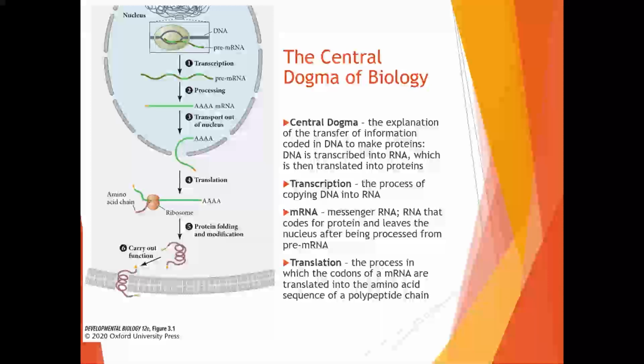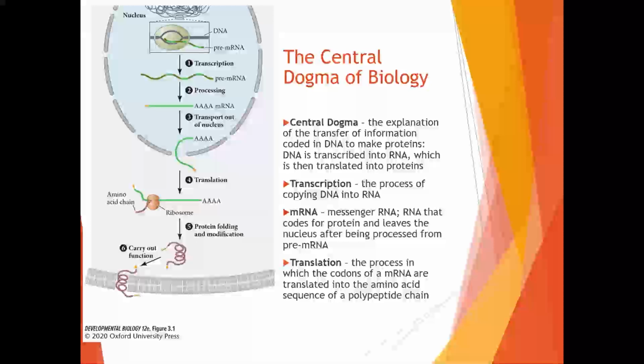Then this sequence of amino acids, which would be kind of a primary structure of the protein, can then be folded properly, thinking kind of primary, secondary, tertiary folding. It can be modified, so if it needs any phosphorylation or sumoylation, any special chemical groups added to it, and then it can finally carry out its function.